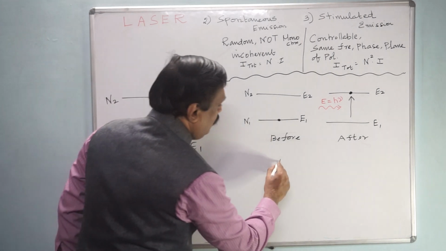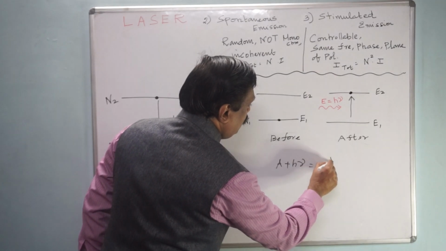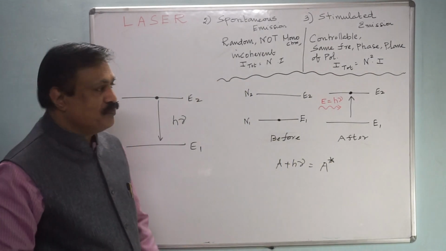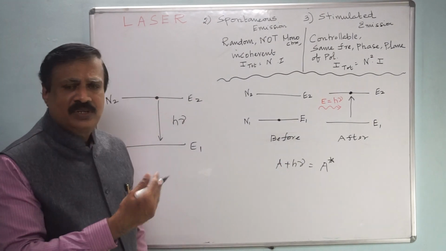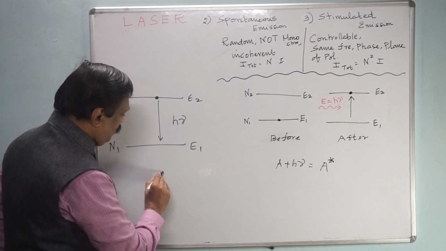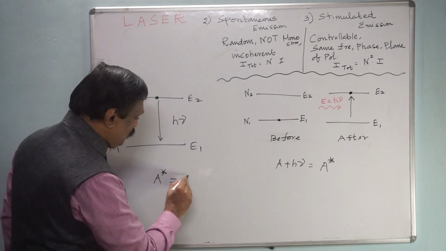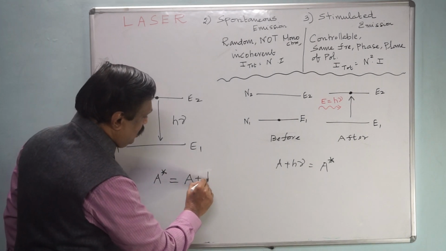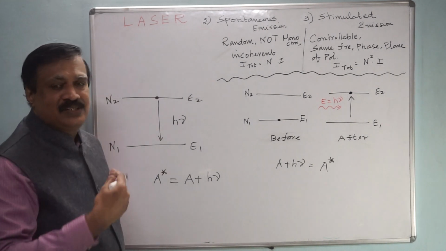We can write it. Last time we wrote A plus h nu equal to A asterisk, the excited state, for the absorption transition. Now it is in reverse order: A asterisk, the excited state, gives A plus h nu. Now it is called spontaneous emission.